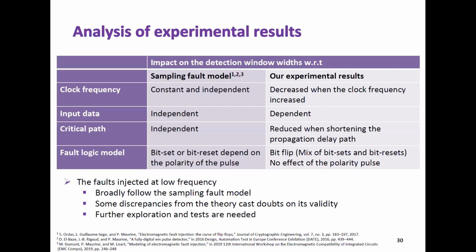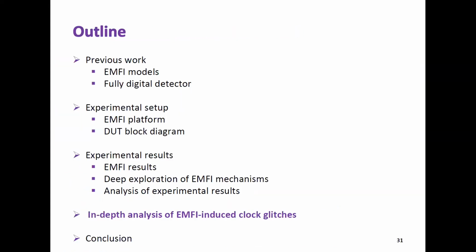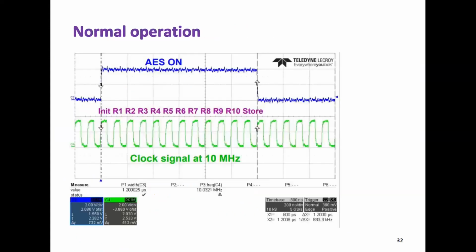So what is the mechanism of the fault injected at low and moderate frequency? In this schematic, we see a screenshot from an oscilloscope where we output a trigger, which we call AES on. This signal goes to 1 during the AES calculation block, from init until store, with the 10 rounds for a complete AES calculation, and a clock signal at 10 megahertz. The width of this AES on should correspond to 12 clock periods. The width is 1200 nanoseconds.